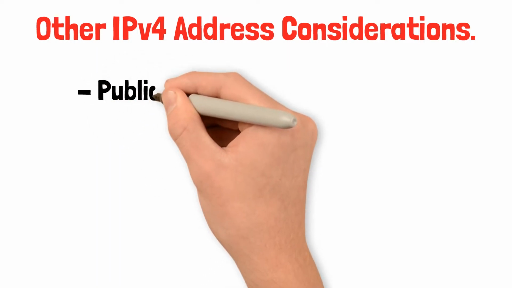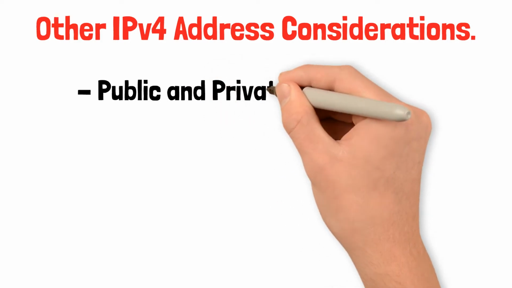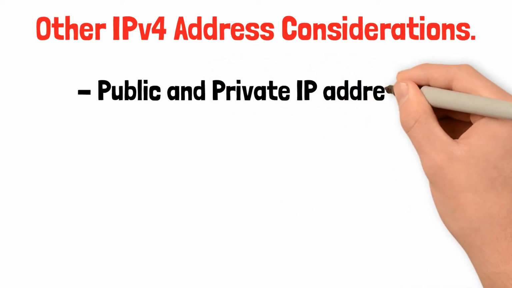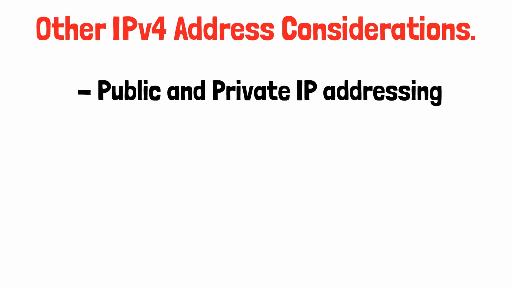The first thing that I wanted to bring up is public and private IP addressing. As I mentioned earlier, the IPv4 address space quickly became very limited. As a result, public and private IP addressing was introduced. So what is it? Well, think of it like this. A public IP address is used to uniquely identify your device on the internet. A private IP address is just used within your local network.